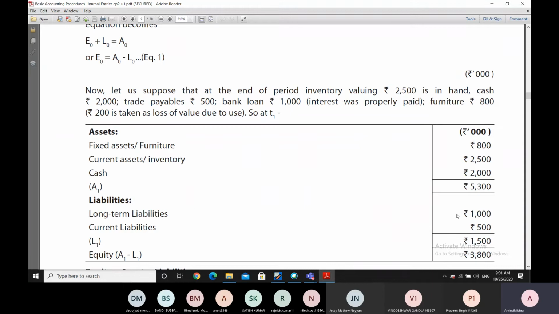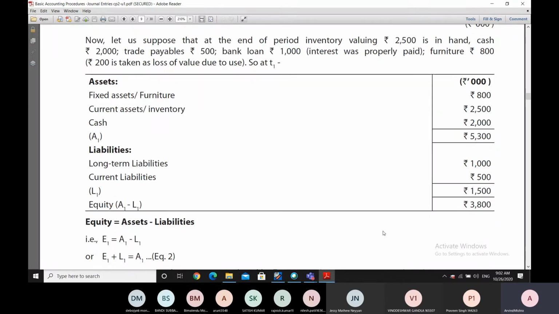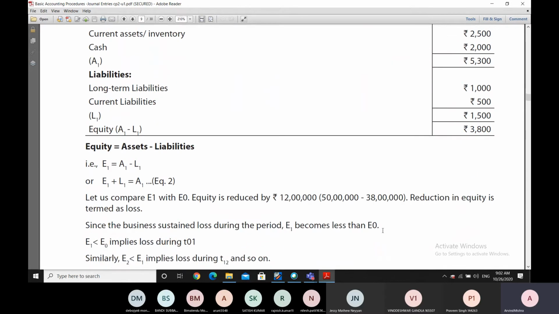So his long-term liability is 1,000 rupees and he has a short-term liability of 500 rupees. So in that case, when we reduce the liabilities from assets, we get a capital or equity of 3,800 rupees. We are calculating the equity by reducing the liabilities from the assets.